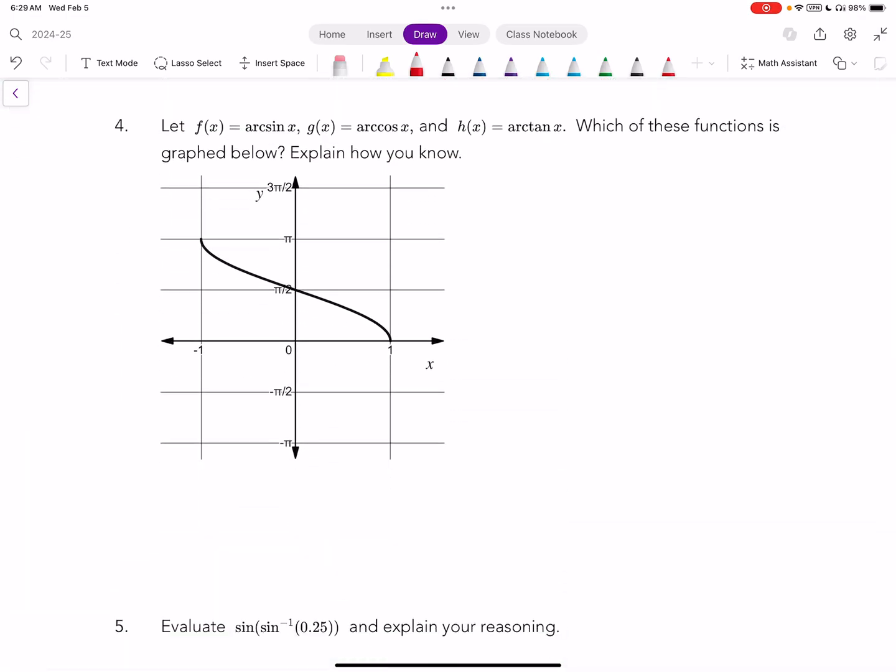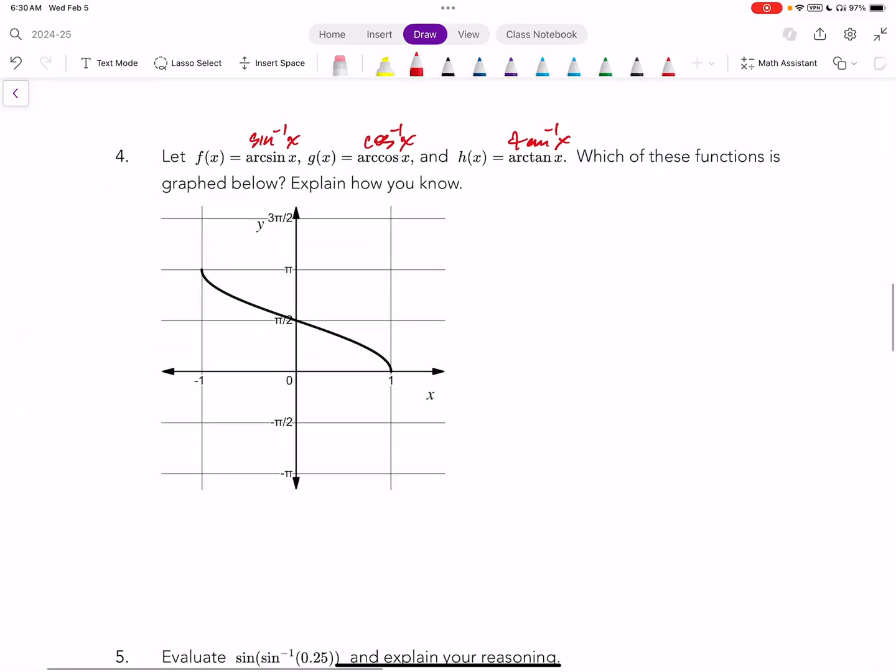All right, so the next one here, we're given the inverse sine. Arc sine of x is the inverse sine function. We're given arc cosine. It says let f equal this and let g equal the arc cosine, or the inverse cosine of x. And h of x equals arctangent, which is the inverse tangent of x. I'm just re-expressing these using different notations. It says which of these functions is graphed below. Explain how you know.